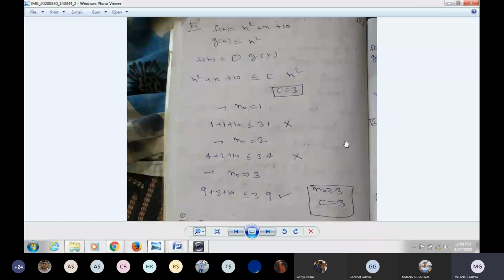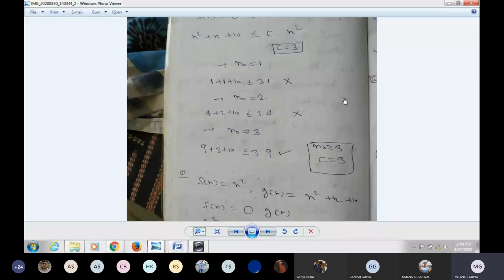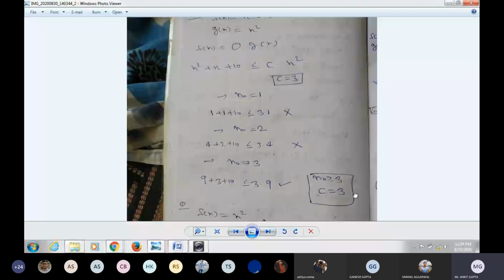Is it clear? So finally I am getting n naught greater than equal to 3 and c is 3. Is it clear? It is simple. Just take values of c and n naught and check what should be the value of n naught and the value of c. Just you have to see that. You have to check that. Is it clear?